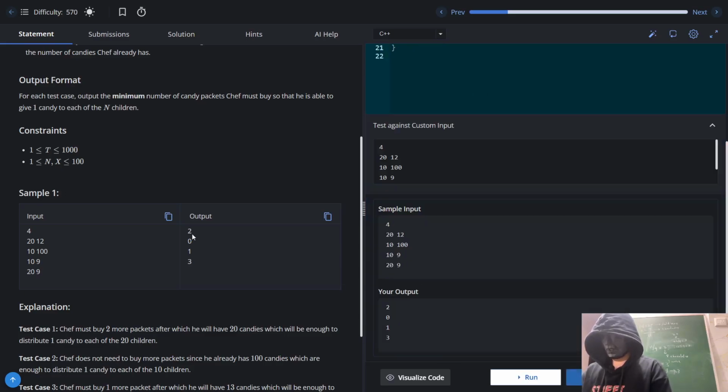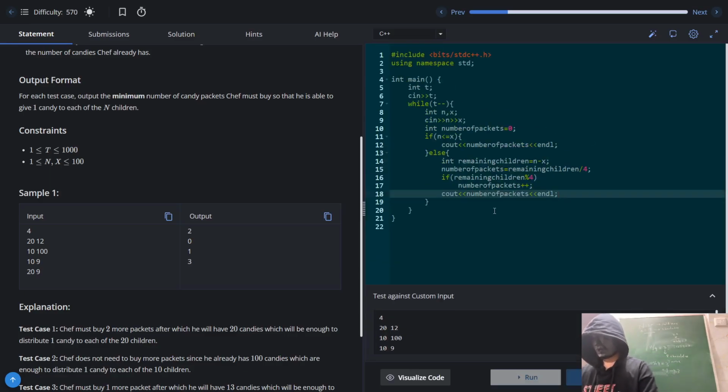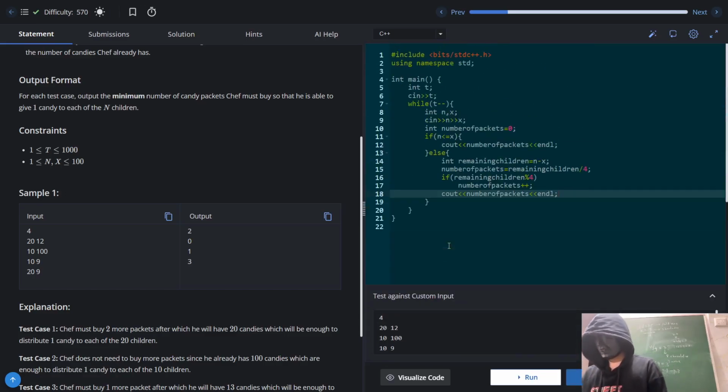Let's try to run the code. Yeah, it is running fine, 2013. Let's try to submit the code. Yeah, it got accepted. So I think pretty much this was the problem statement.